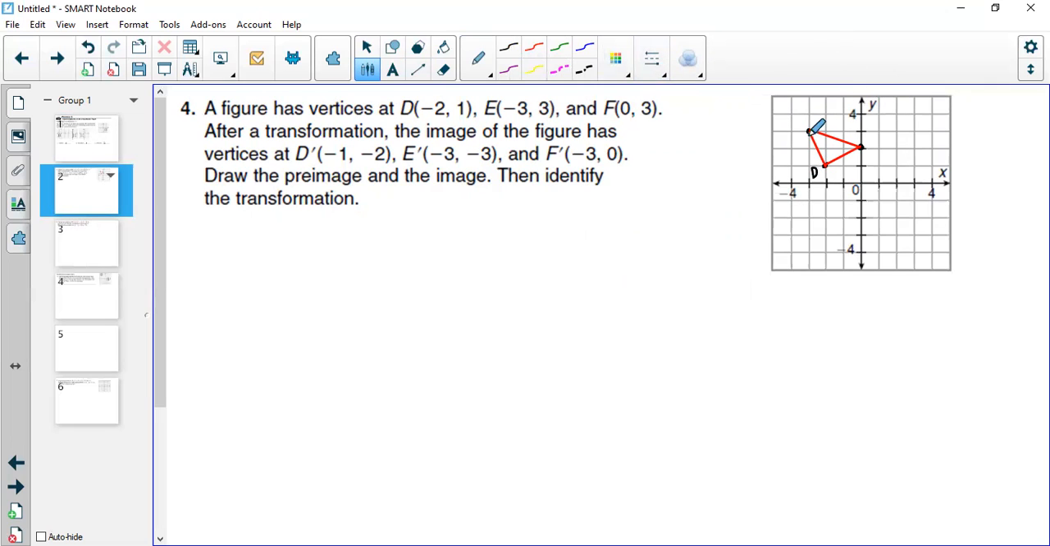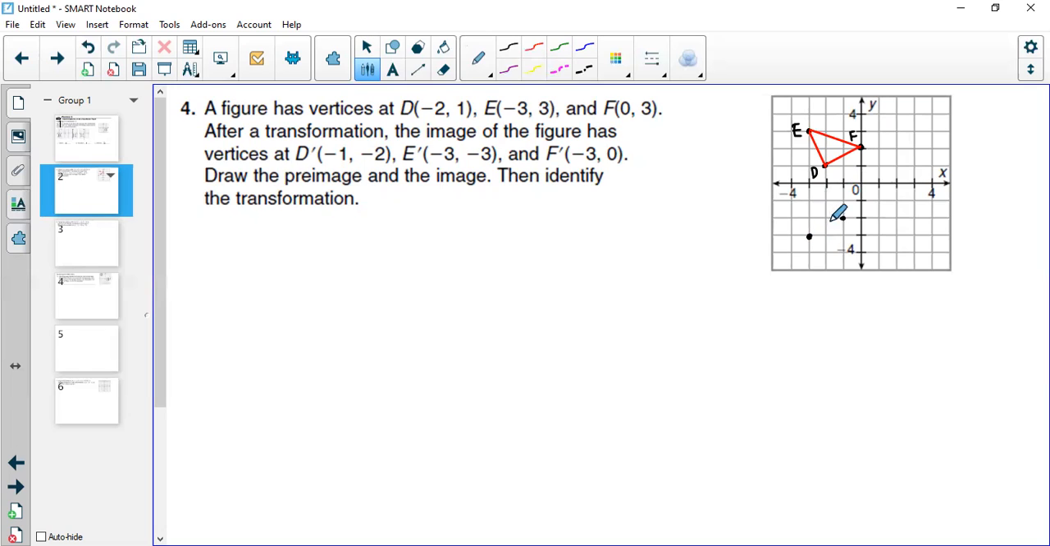D, E, and F. Okay. Now I'm going to mark the image. Okay, so D prime is negative 1 and negative 2. So negative 1 and negative 2. That's here. E prime is negative 3 and negative 3. So negative 3, this is negative 1, negative 2, negative 3, and negative 3. So that's here again.